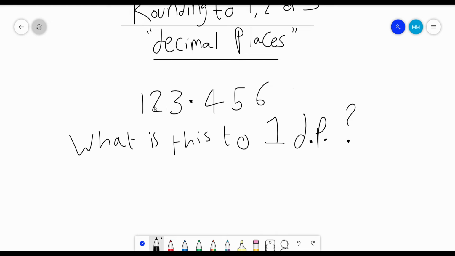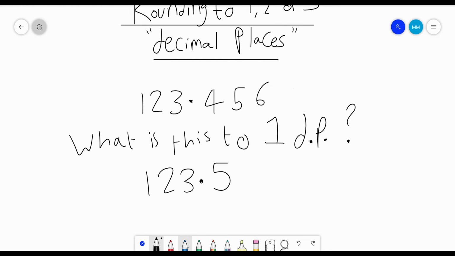So we look at it and we say, right, the number we're concentrating on is this 4 here. So we can write 1, 2, 3 point. But we can't immediately write 4. We need to look to the number to the right because this is rounding. So the rules of rounding apply here. Is the number to the right of the 4 5 or more? Yes, it is. So that 4 now becomes a 5. So we just write 123.5.